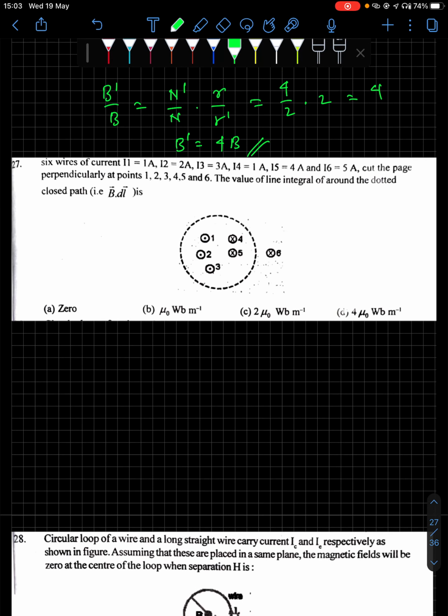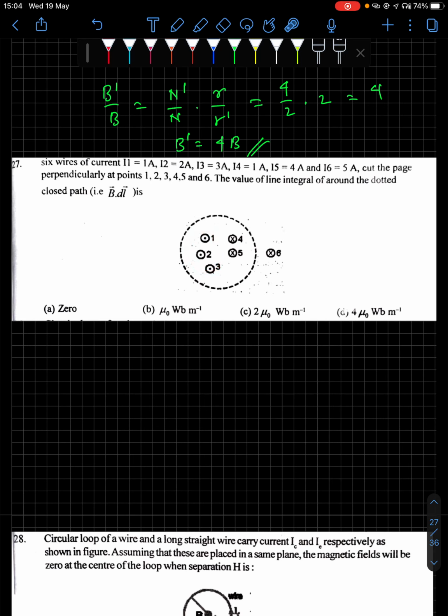Question number 27. You have 6 wires of current. These are perpendicularly entering or leaving the page. A cross indicates that the current is entering the page. All the wires are perpendicular to the page, but here the current is entering, here the current is coming out. Sorry, 1 2 3 it is coming out, 4 5 6 it is entering.